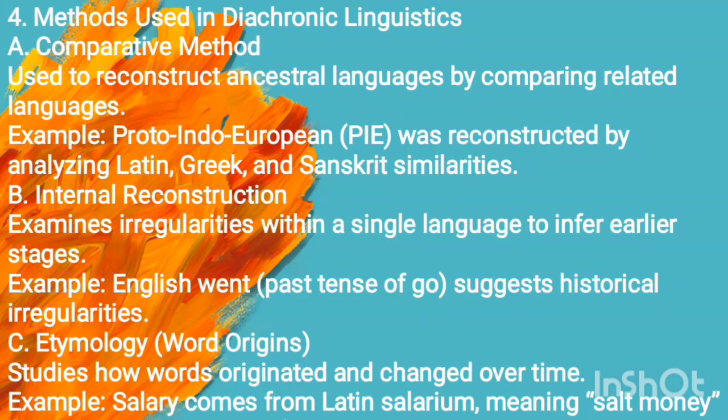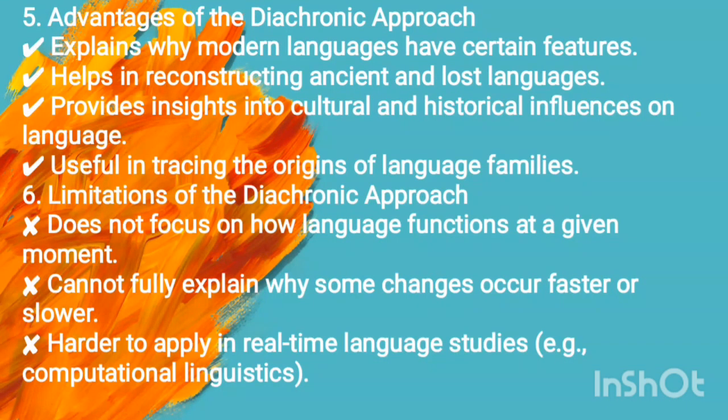Next, etymology. It means word origin, and studies the history and evolution of words. For example, salary comes from Latin salarium, that is salt money, as Roman soldiers were paid in salt. Next one, advantages of the diachronic approach. First one, it explains why modern languages have irregularities. After that, it helps reconstruct ancient and lost languages.